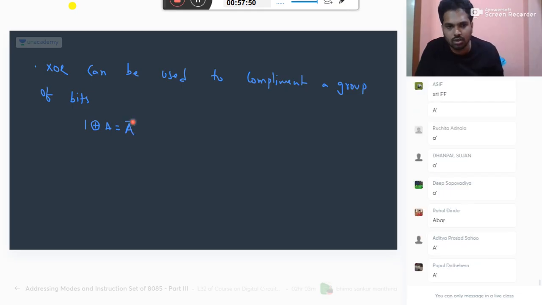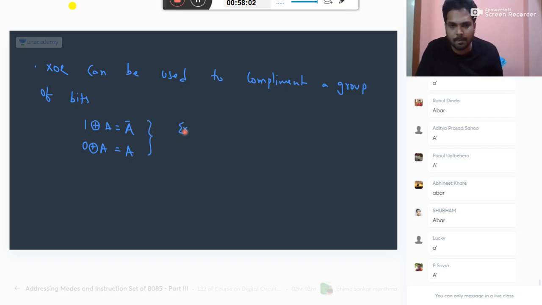Similarly, okay, MVI A comma 55 hexadecimal, XOR immediately with FF hexadecimal. Suppose you do this. XOR immediately with FF hexadecimal. What happens? 5 means 0, 1, 0, 1. XOR with all ones.